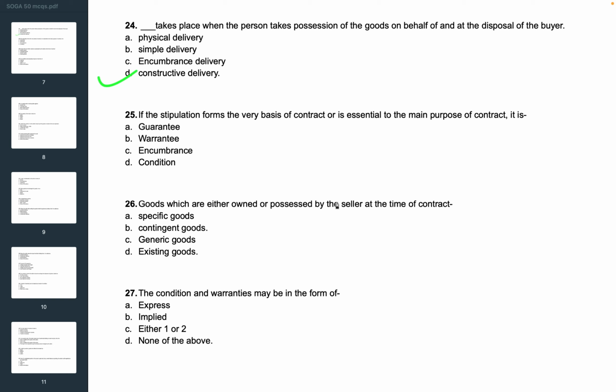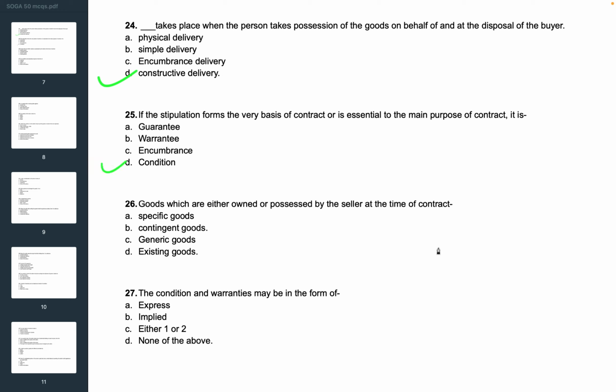Next question. If the stipulation forms the very basis of contract or is essential to the main purpose of contract, it is A. A guarantee, B. Warranty, C. Encumbrance, or D. Condition. The correct answer is D. Condition.